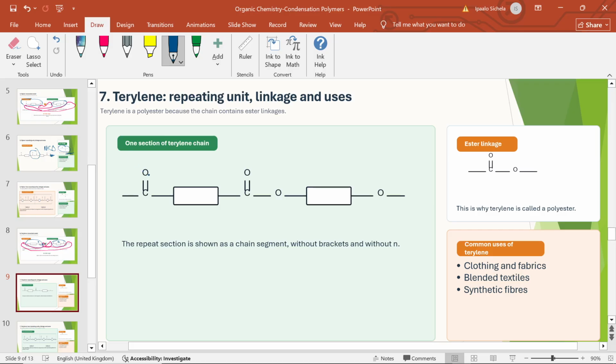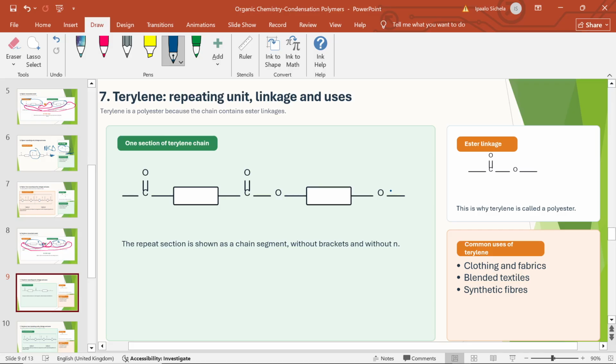As you can see, the dicarboxylic acid doesn't have hydroxide, and the dialcohol doesn't have hydrogen. So you write whatever is remaining for the dicarboxylic acid and add it to whatever is remaining for the dialcohol. Then you have 1 repeating unit of terylene.